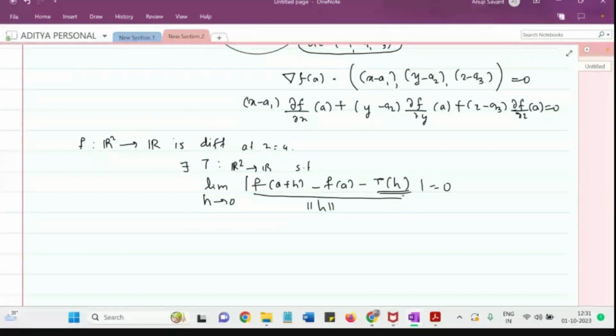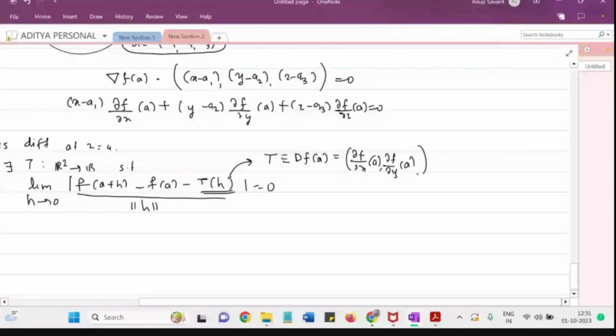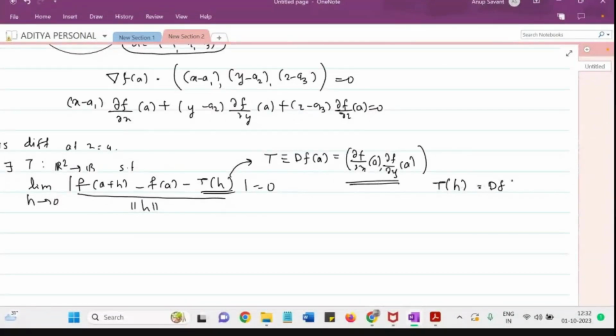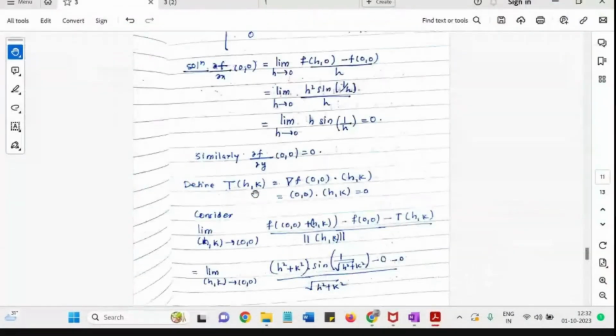Now T is a linear transform. I hope you remember what I had said. This T is nothing but df at a, and it's a matrix. So in the 2 by 2 case, it is dou f by dou x at a, dou f by dou y at a. If this is substituted here, T of h will be df at a times h. If I put this value over here, and if this gives me the limit 0, then I can say the function is differentiable. So that is what we are going to do over here.